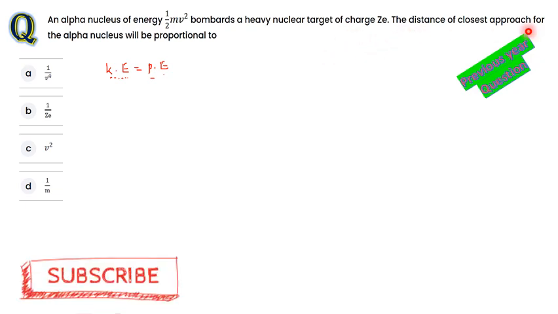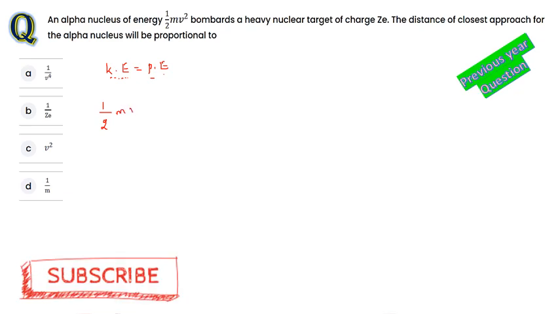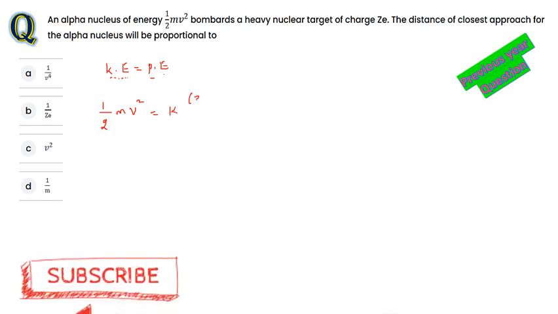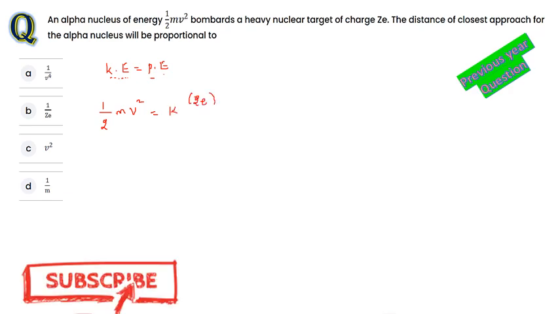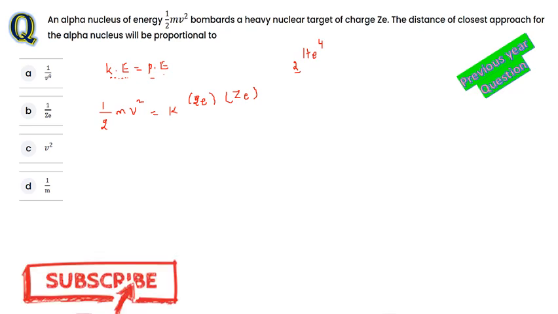In this case, what they are asking is the distance of closest approach. Here the kinetic energy I mention as 1 by 2 m v square. Now the distance, that is the radius, is mainly proportional to this; I have mentioned this in the first problem. You just go through it. The charge is 2e, because that is an alpha particle, 2He4. The alpha particle charge here is 2, so I mention 2e divided by the distance, here r naught.